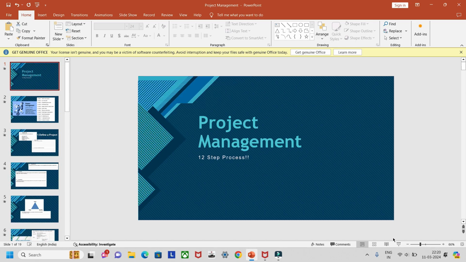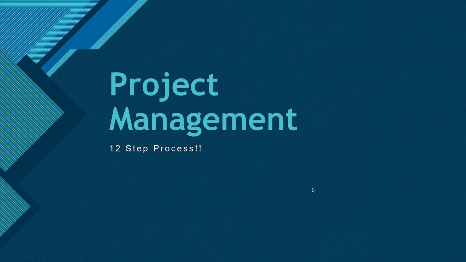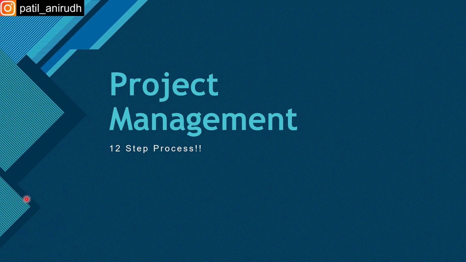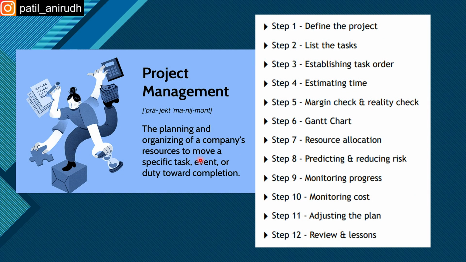Okay, so let me go into the presentation mode and let's choose the laser pointer. Okay, so let's understand project management. It's a 12-step process. So basically these are the 12 steps. And what is project management? It is the planning and organizing of a company's resources to move a specific task, event or duty towards completion.